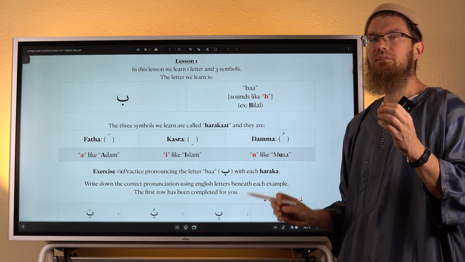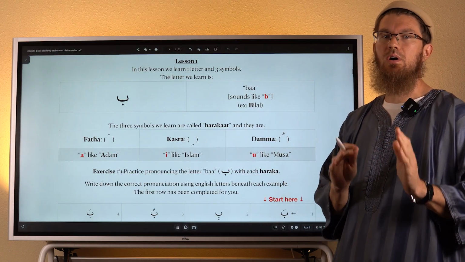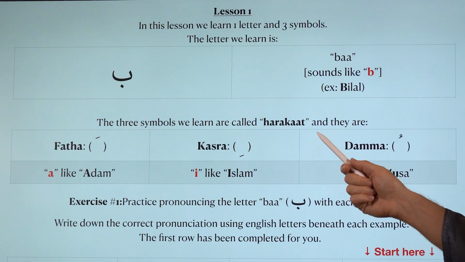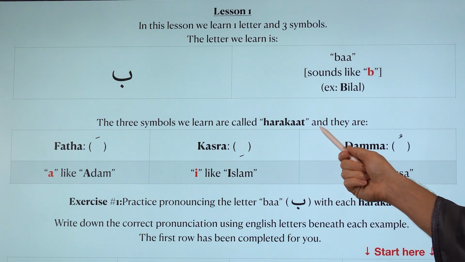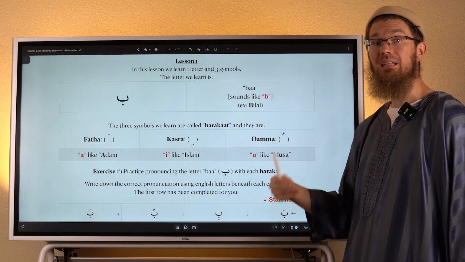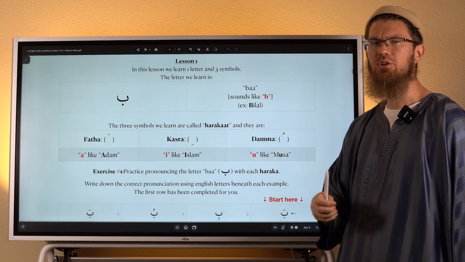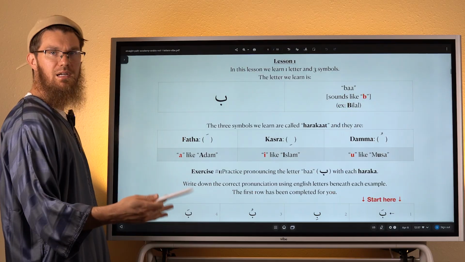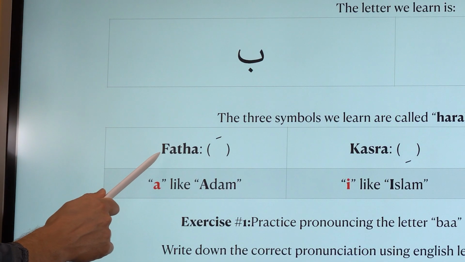However, there are three very important symbols that we're also going to learn. And those symbols are called harakat. These harakat are symbols written above or beneath a letter to represent a particular vowel sound. The first harakat we're going to learn is the fatha.